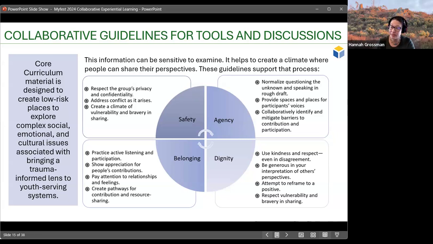And finally, to support people's belonging, we practice active listening and participation. We show appreciation for people's contributions. We pay attention to relationships and feelings, and we create pathways for contribution and resource sharing. So these collaborative guidelines are intentional building of the emotional load support that we are trying to incorporate in our collaborative experiential learning to manage that emotional load and keep it able to be balanced.